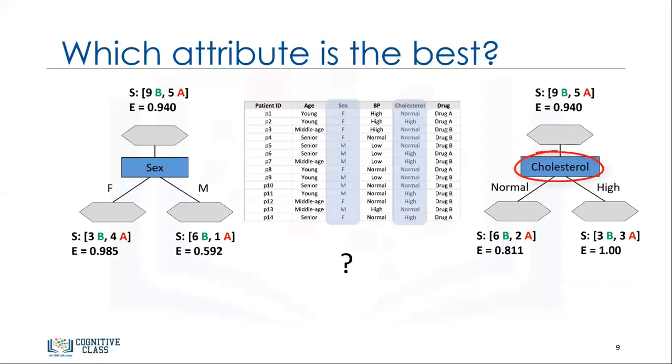Now, the question is, between the cholesterol and sex attributes, which one is a better choice? Which one is better as the first attribute to divide the dataset into 2 branches?